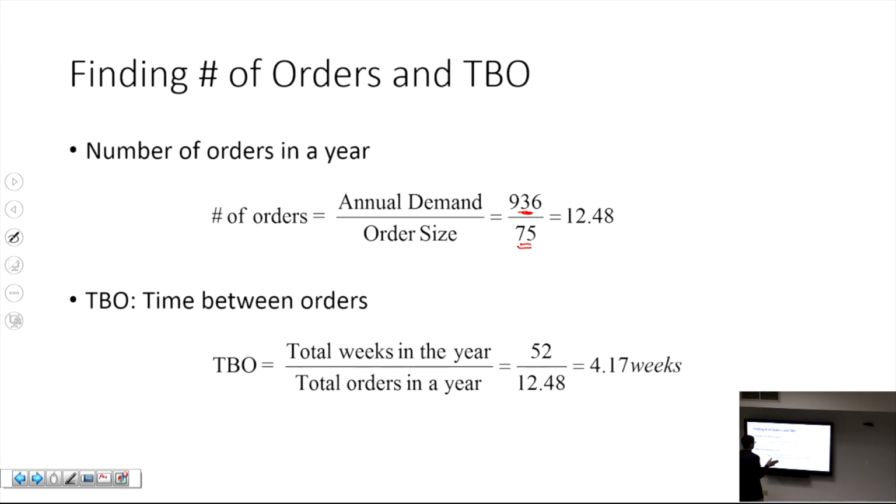And what will be the time between two orders? You know that you got 52 weeks in the entire year, and you are going to be placing these many orders over the entire year. So during 52 weeks, you are placing these many orders. So you will place one order every 4.17 weeks, all right? That's the meaning of time between two orders. Every 4.17 weeks, you will be placing an order with the supplier, and the order size would be 75.